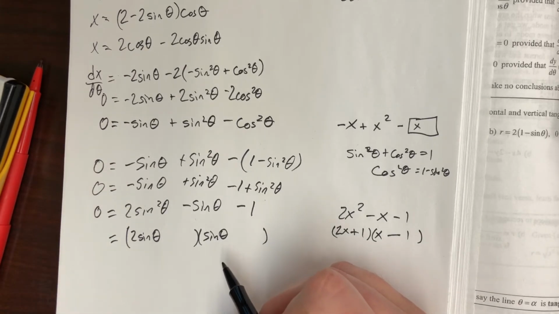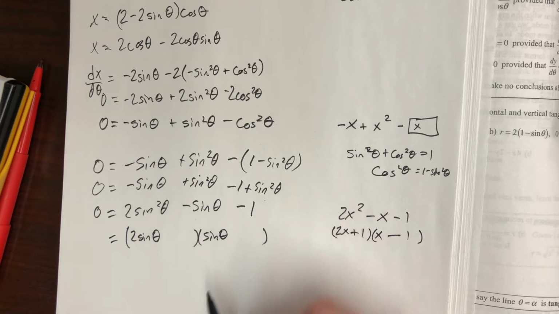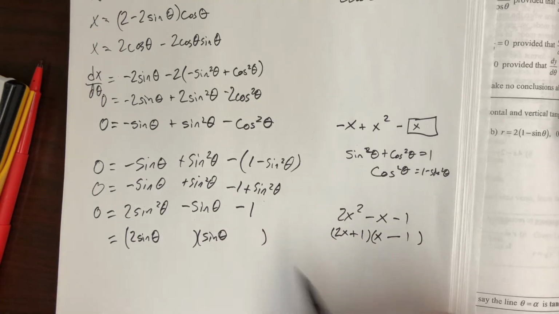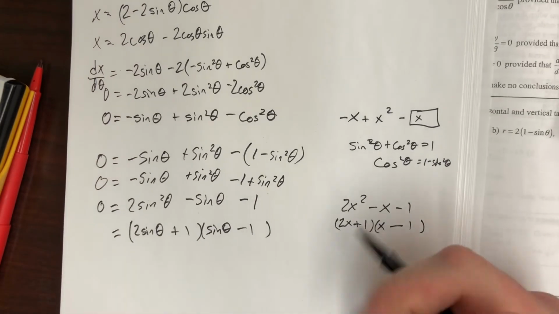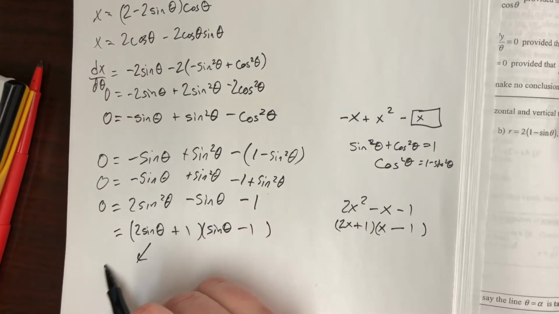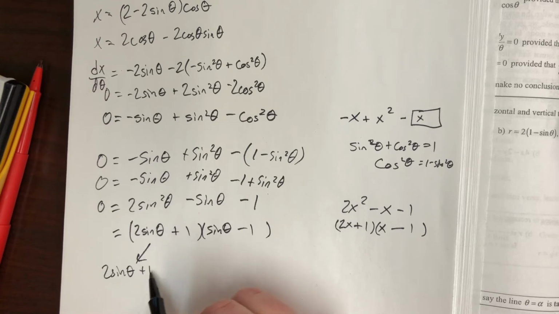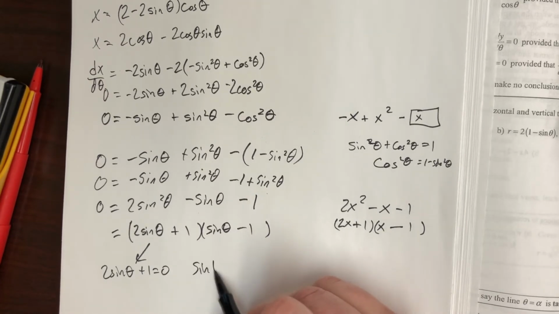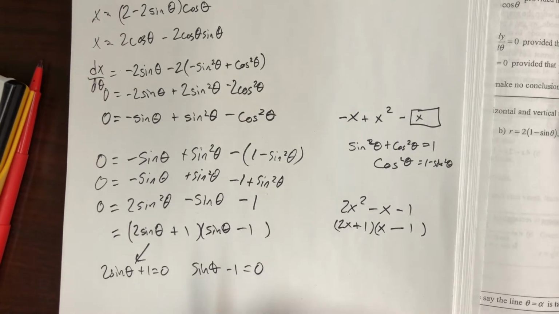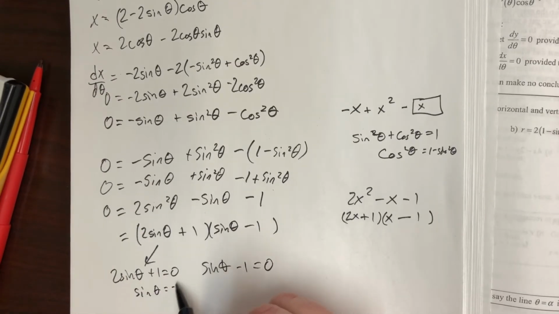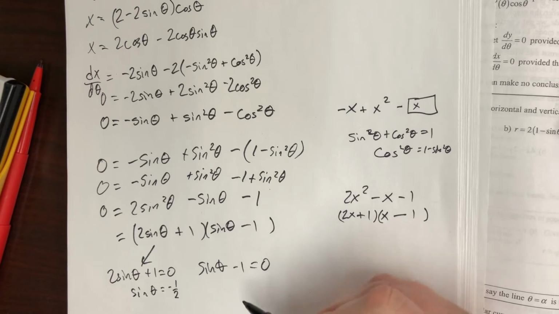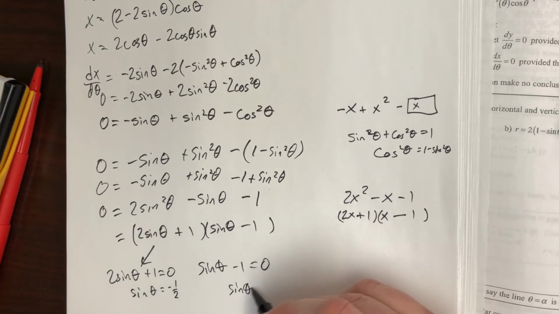All right. So instead of x's, we're using sine theta. And now solving this is pretty straightforward. We just go, okay, so 2 sine theta plus 1 is equal to 0, and sine theta minus 1 is equal to 0. So I'll subtract the 1, divided by 2. I get sine theta is equal to negative 1/2. And then sine theta is equal to 1.